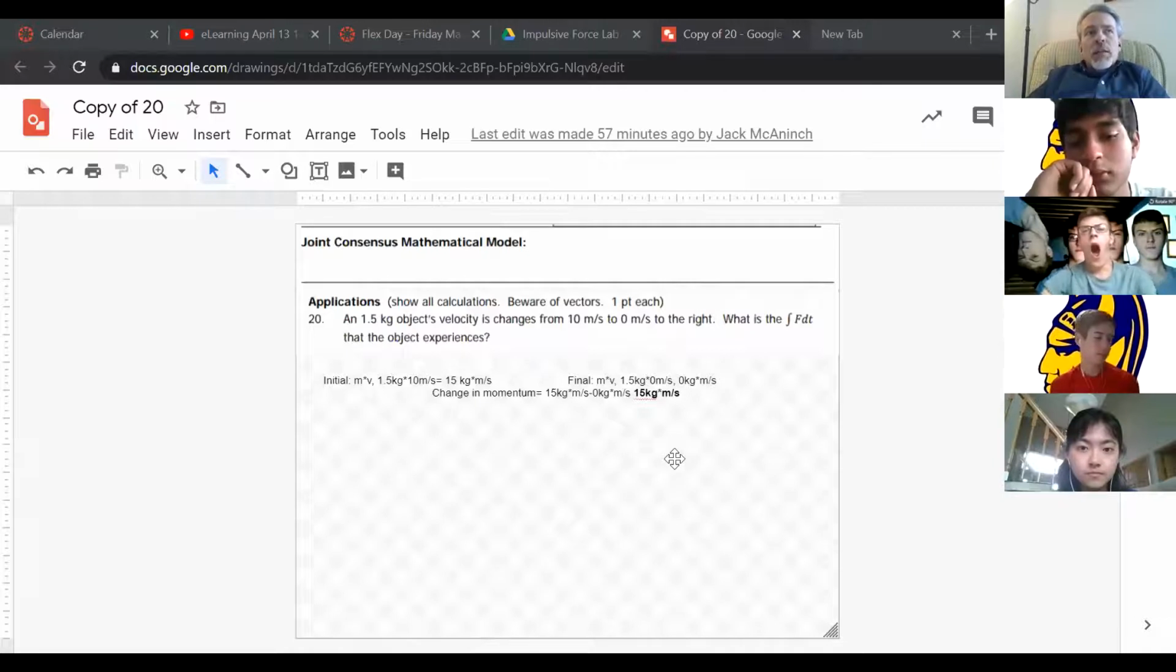What do you think that negative 15 kilograms times meters per second means? What does the negative mean, do you think? I think it's going in the opposite direction. Yeah, if you read through the problem, it says to the right. So when you get that negative, that just means the impulse is to the left. So the answer would be 15 kilograms times meters per second to the left.